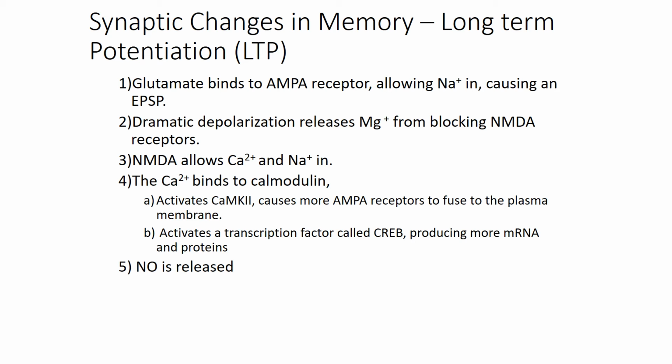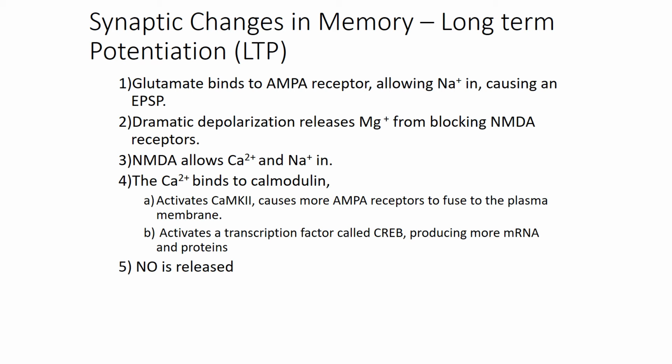Calcium then will bind to calmodulin, which is going to activate the secondary messenger system. And then that's going to activate CaMKII, which is calcium/calmodulin-dependent protein kinase 2, which causes more AMPA receptors to fuse to the plasma membrane. And so now we'll have that structural change and genetic change of transcription factors producing more mRNA and more protein. Also, nitric oxide is being released, which is important for the formation of those memories.